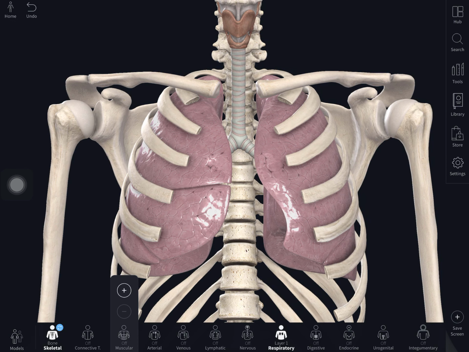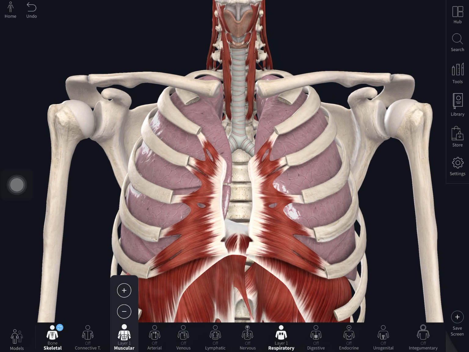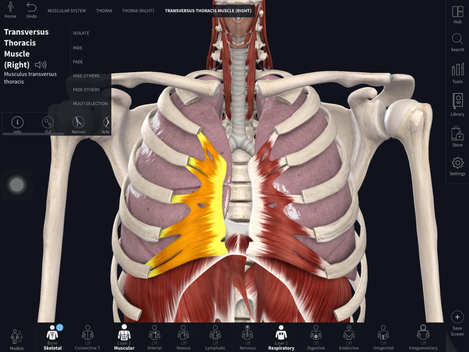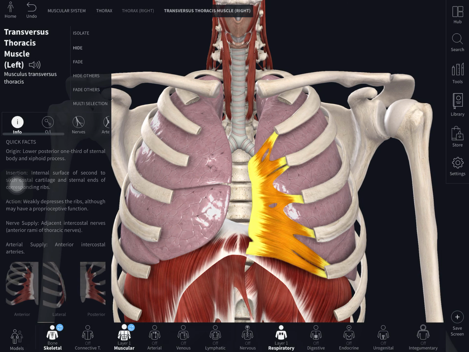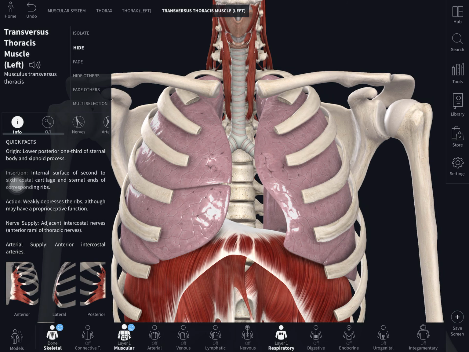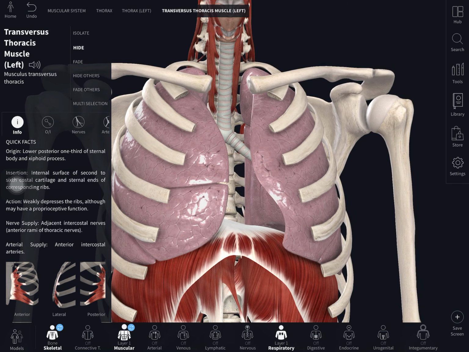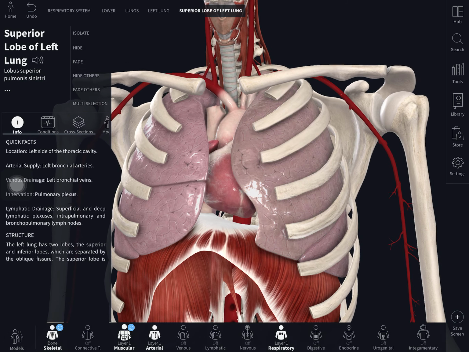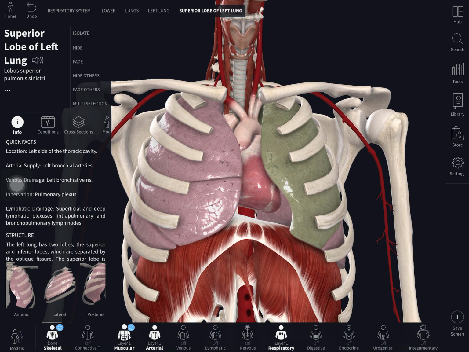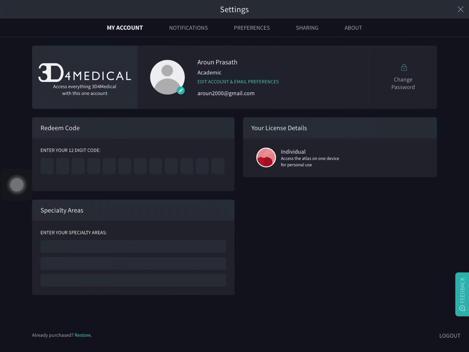Underneath you can see the diaphragm. This is the diaphragm muscle, and this is the place where the heart is located.